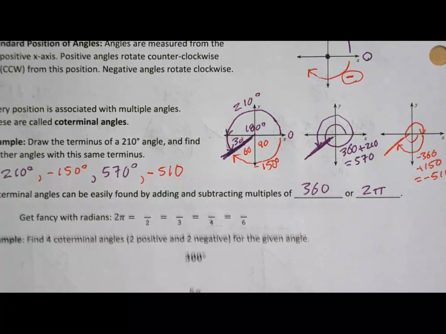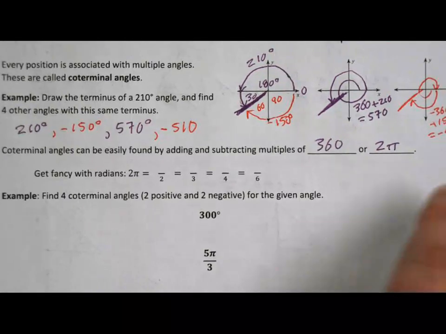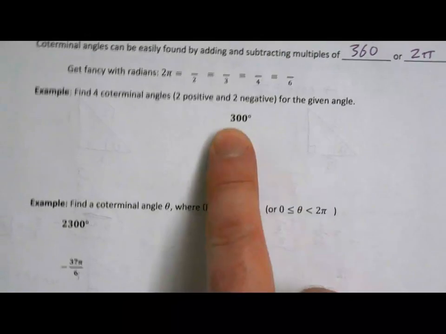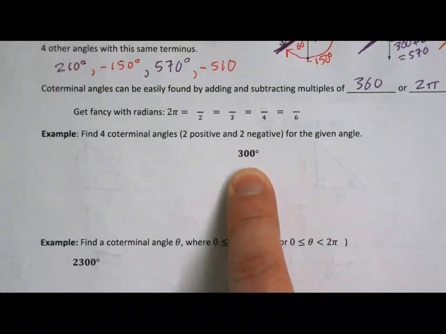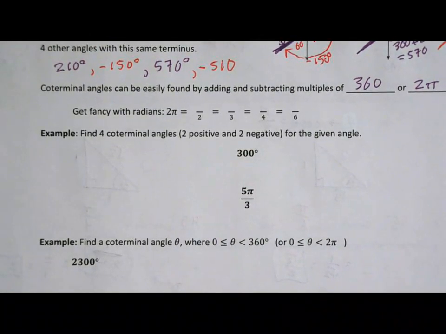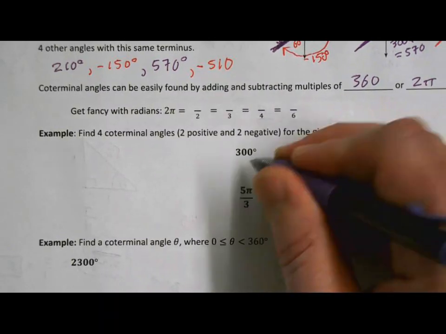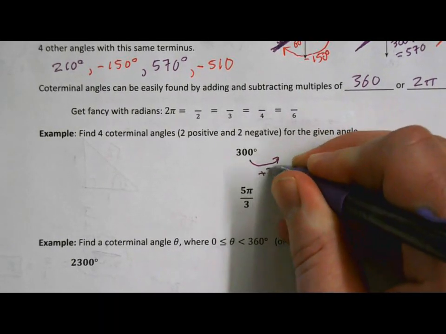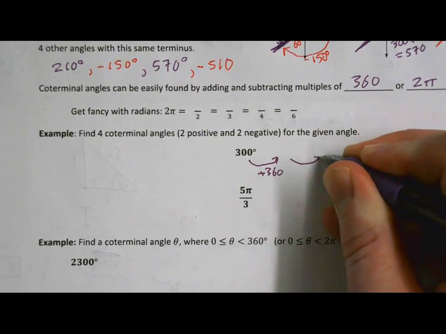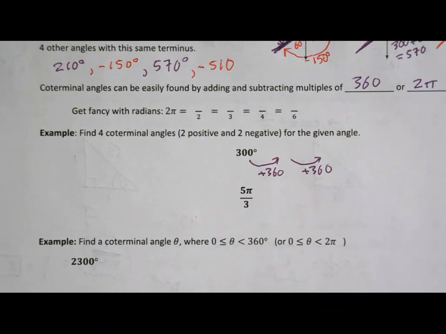So forget about the fancy radians for right now. Let's look at this 300-degree angle right here. This question is asking you to give me 2 positive and 2 negative coterminal angles. It's Friday and it's been a long week, so I will not judge you if you use your calculator here. Just take that 300 and start adding on some 360s to it, and get me a couple more positive versions.